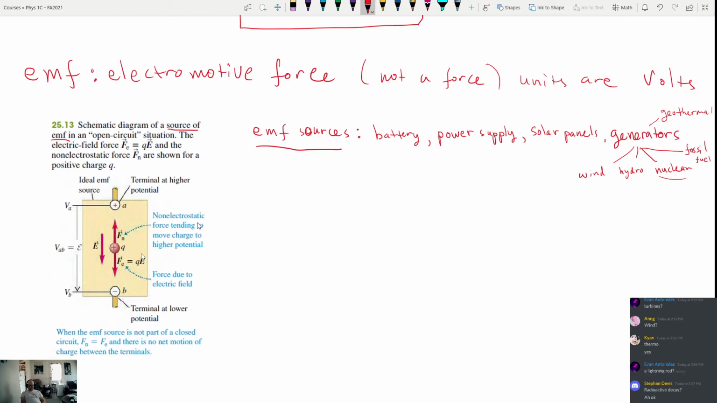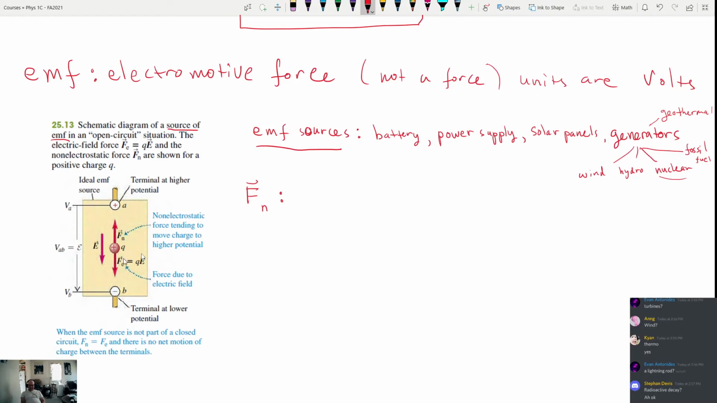Okay, so there's a non-electrostatic force that tends to move the charges to a higher potential. Now, what that non-electrostatic force is going to depend on the type of system you're talking about. In the case of a battery, it's some type of chemical reaction that tends to push charges in a certain direction. I don't know what it would be in the case of a power supply. In the case of solar panels, it's the force of the light hitting the electrons in your circuit. In the generators, it's a magnetic force that is doing this.